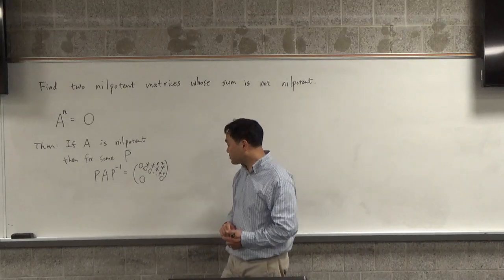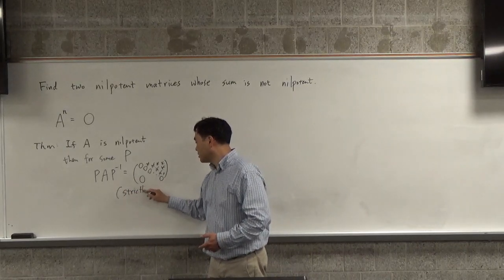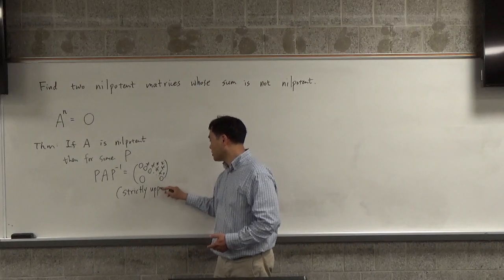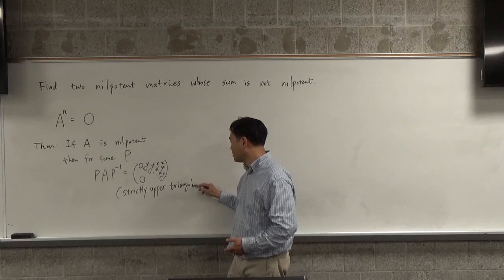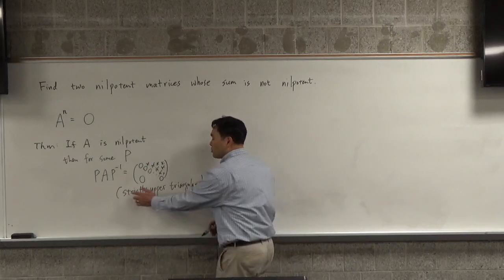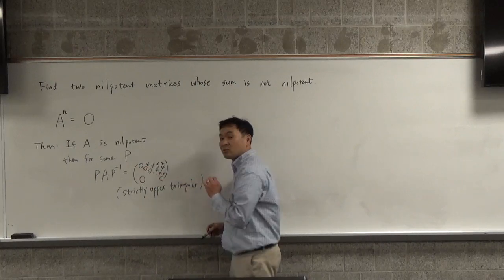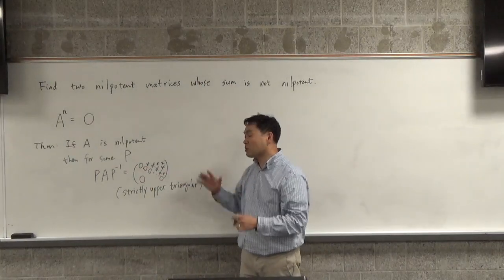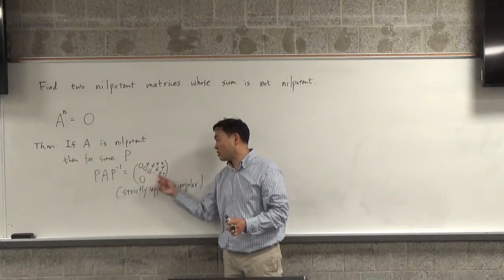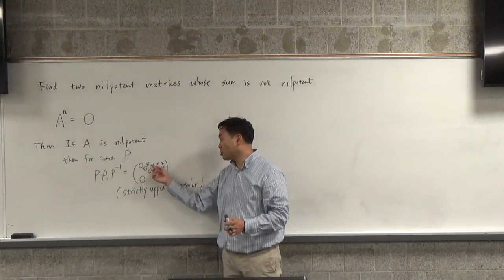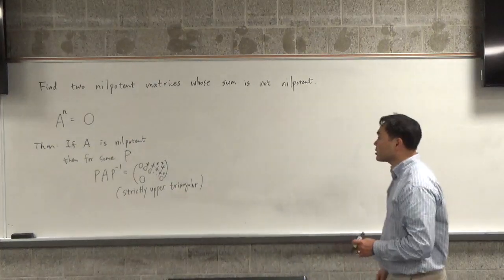Okay? So this is called strictly upper triangular. Now, if you drop the word strictly, that means you can have non-zero elements on the diagonals as well. So that would be just upper triangular. Strictly upper triangular means that the diagonal has to be zeros, and then only non-zero ones will be above the diagonal. Okay.